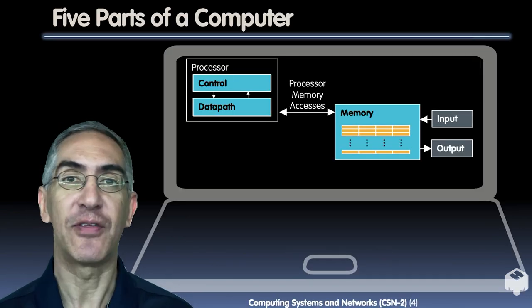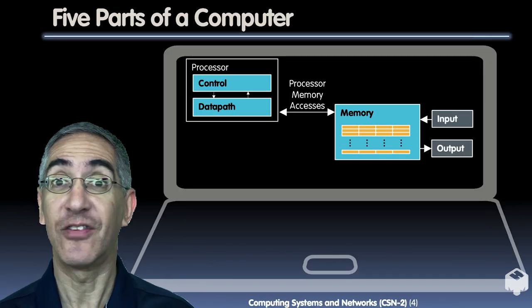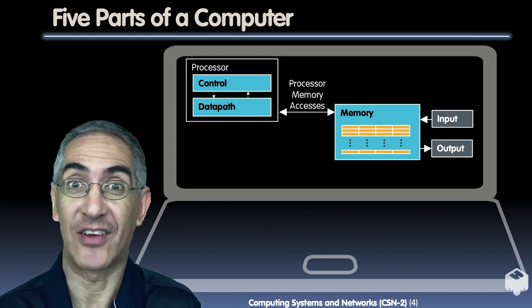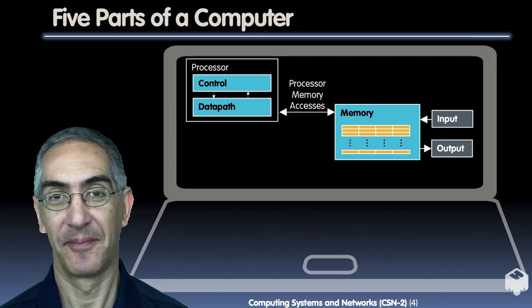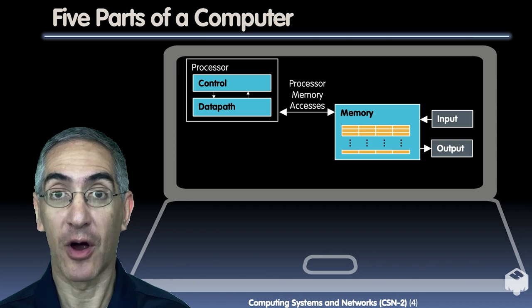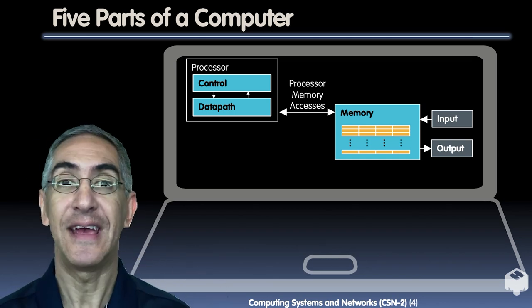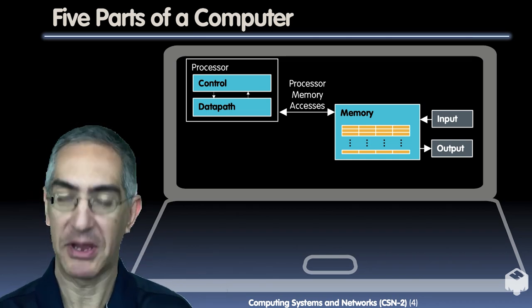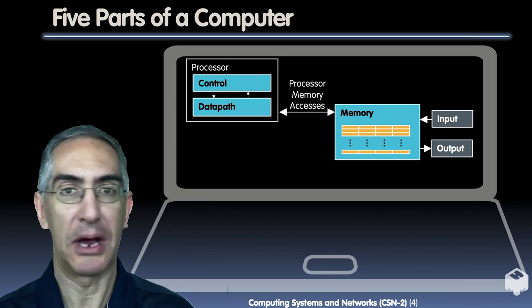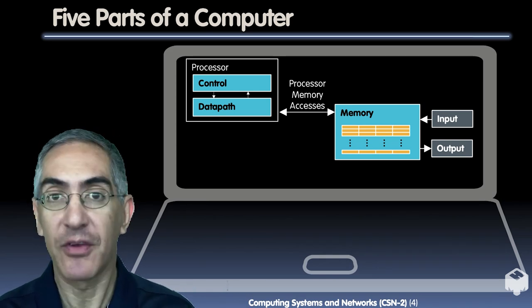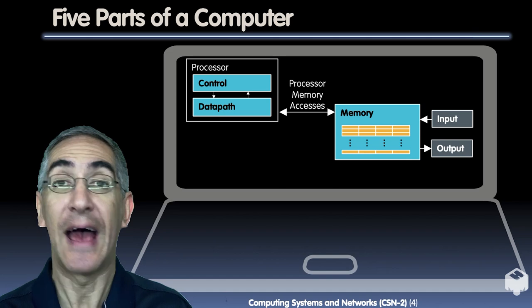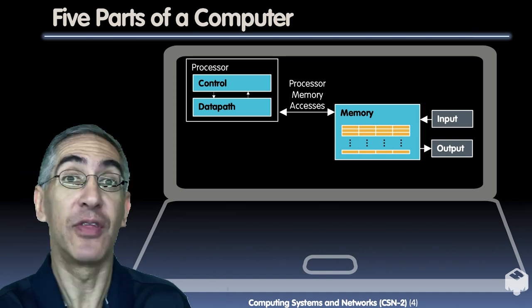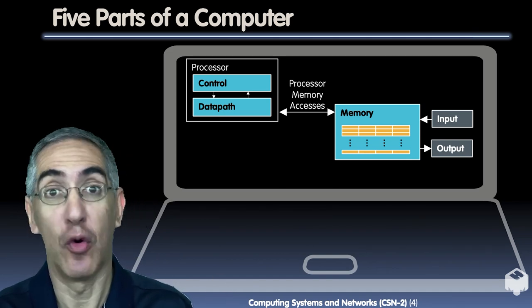So these are the 5 parts of a computer. This is called the von Neumann architecture, although you don't really have to remember that. The 5 parts of a computer are, starting all the way over there on the right, input and output. Input, you got a mouse, you got a keyboard, you got maybe a trackpad, maybe the network. Output, well, that's your display, maybe also the network, maybe a printer, maybe a robot.